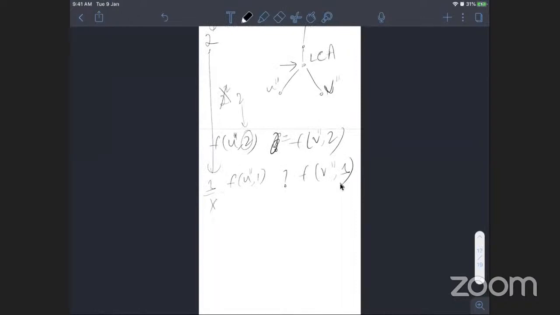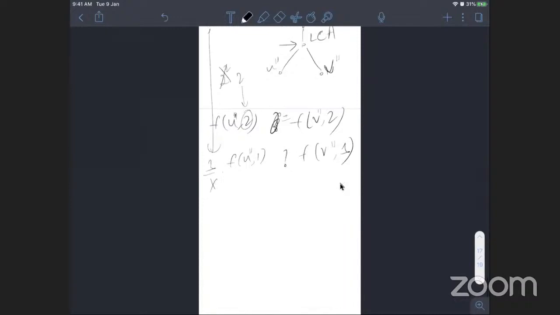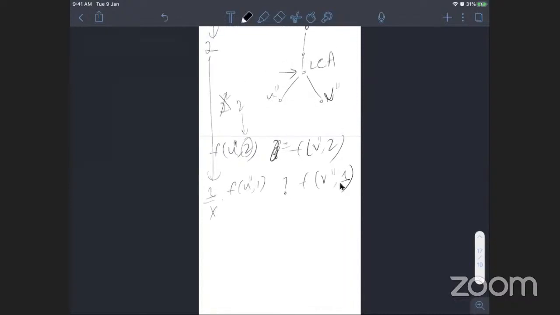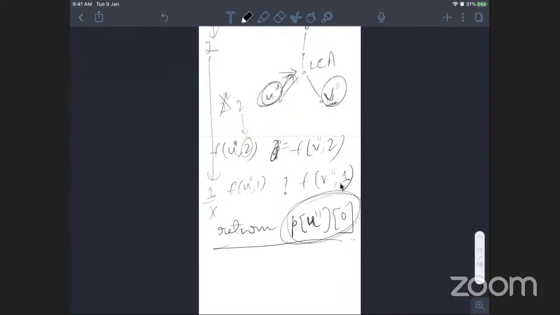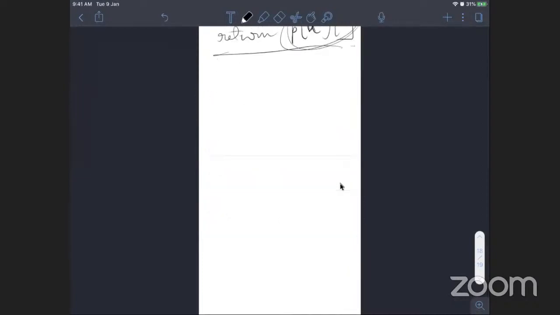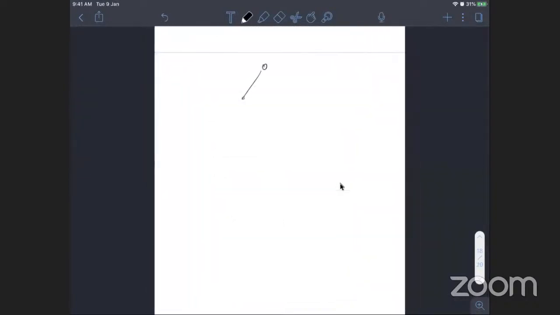Once the algorithm terminates, we got to know this important information. Here's the conjecture: once this algorithm terminates, you'll definitely be one step away from the LCA. The U dash, U double dash, triple dash, whatever, and the V double dash, triple dash, whatever, they will just be one step away. So the final answer will just be return P of U double dash, 0. It's guaranteed that this is the LCA at this position, at this time. I'll give you an example, to make this more clear.